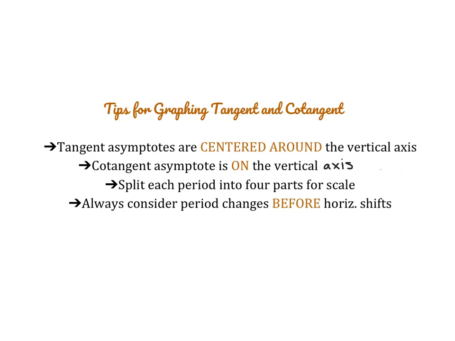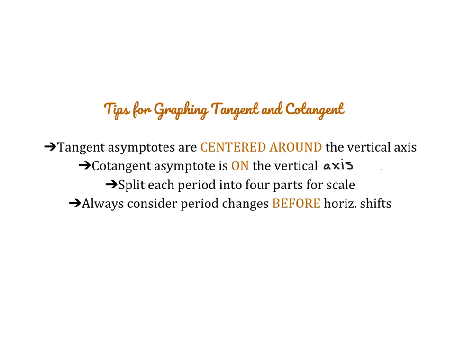All right, so a few tips for graphing tangent and cotangent before we actually start graphing them. I like to remember that tangent asymptotes are always going to be centered around the vertical axis. So if I know what my period is, I'm going to go half that distance to the right and half that distance to the left. So it's split up. Cotangent will have an asymptote that actually starts on the vertical axis, and then from there I go to the right or left the distance of my period. So again, tangent is kind of centered around the vertical axis, where cotangent starts on the vertical axis.